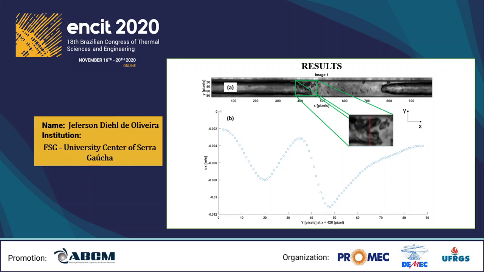Here we can find, for example, the behavior observed in the x component of velocity at the axial position equal to 426 pixel, the red line. In this case, such a velocity profile is observed in the tail of the slug, where the bursting of bubbles creates regions with negative velocities.